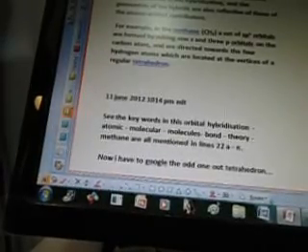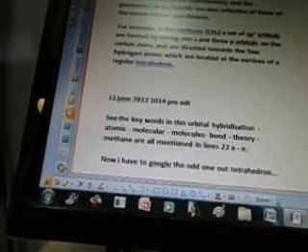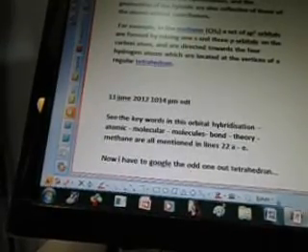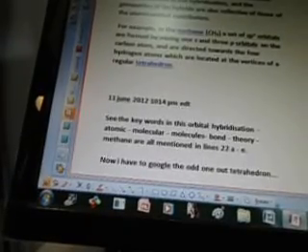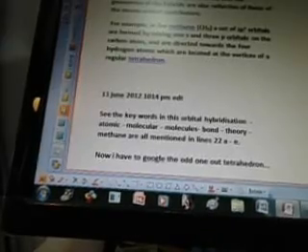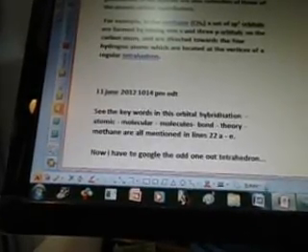For example, in methane, CH4, a set of sp3 orbitals are formed by mixing 1s and 3p orbitals on the carbon atom, and are directed towards the 4 hydrogen atoms, which are located at the vertices of a regular tetrahedron. June 11, 2012. See the keywords in this: orbital hybridization, atomic, molecular, molecules, bond theory, methane are all mentioned in lines 22A to E.